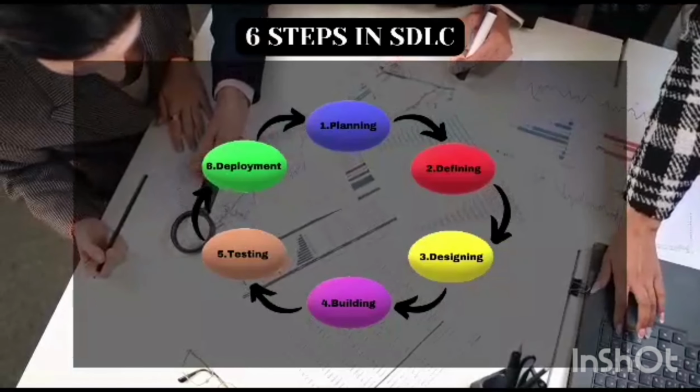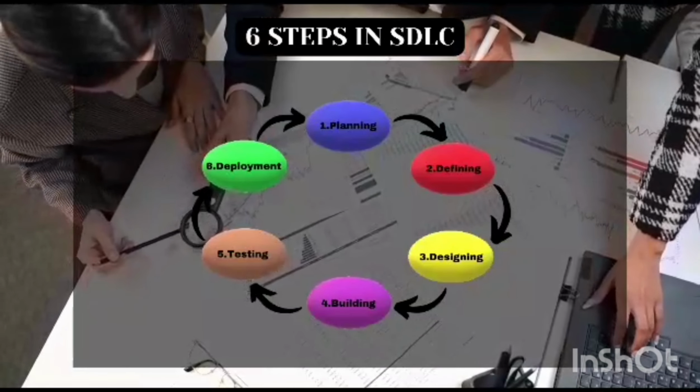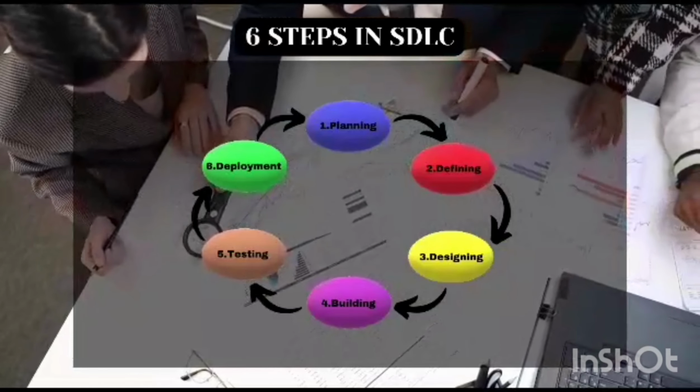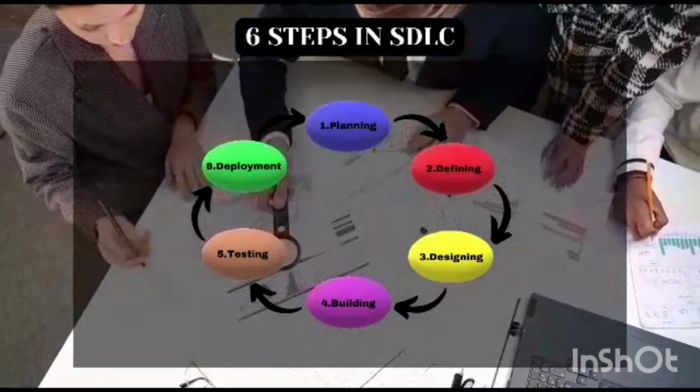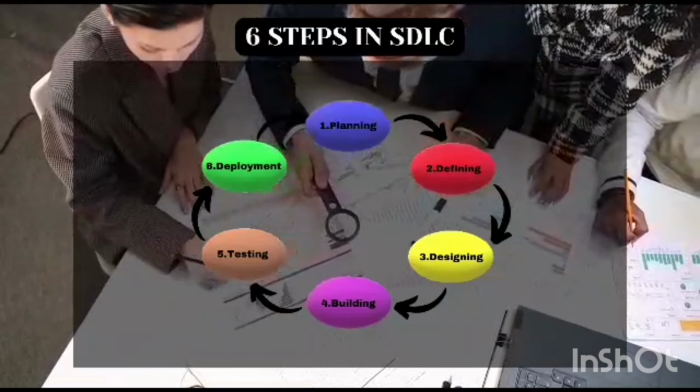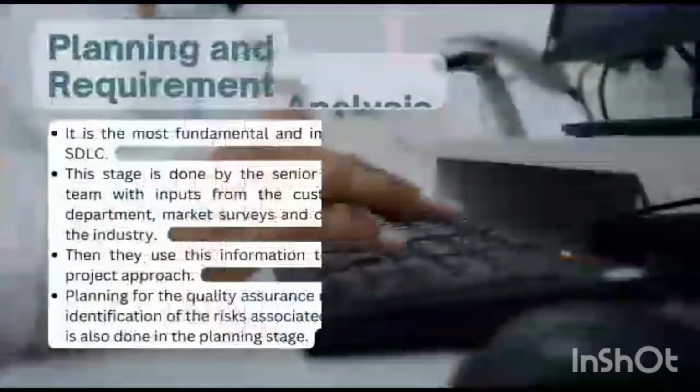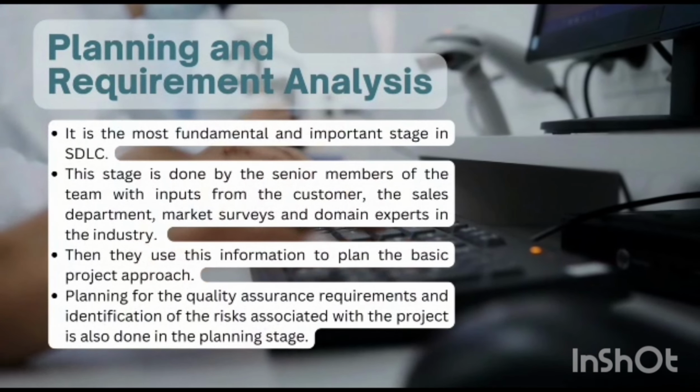SDLC consists of 6 stages. First is planning, second is defining, third is designing, fourth is building, fifth is testing, and sixth is deployment. And now we are going to see them in detail as follows.